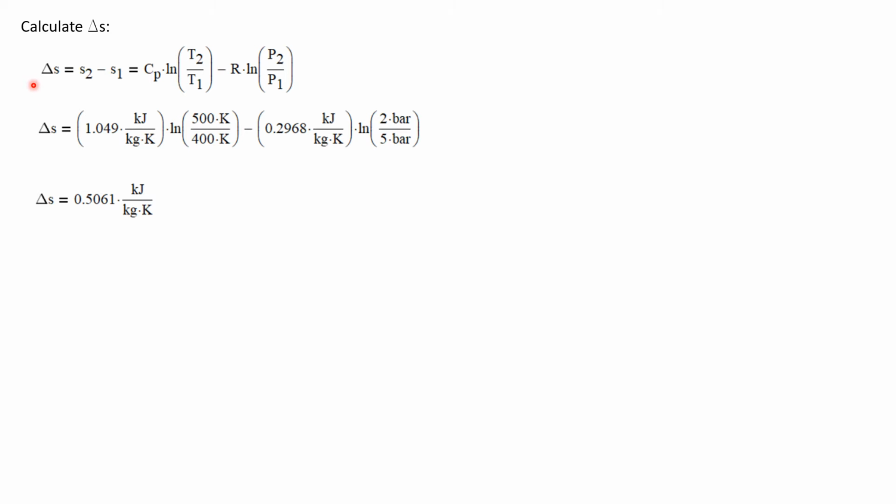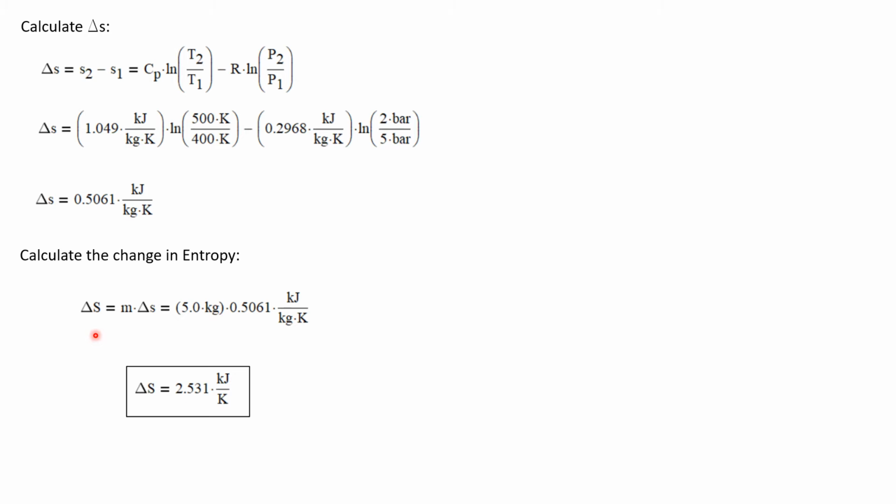Well, now we can calculate the change in specific entropy. It's just C sub P times the natural log of T2 over T1 minus the gas constant times the natural log of P2 over P1. Well, we found this value of C sub P in the table. We were given the temperatures of T2 and T1 as 500 and 400 K respectively. We just determined the gas constant for nitrogen, and we have the natural log then of P2 over P1. We calculate that the change in specific entropy during this process is 0.5061 kilojoules per kilogram K.